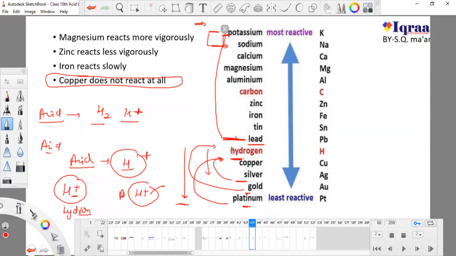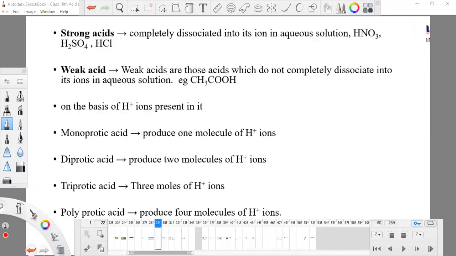So definitely acids have hydrogen, and this hydrogen cannot replace something which is below them. It can replace only this thing. Okay, so copper, silver, gold, and platinum never react with acid. Okay, now I'm going to another point.